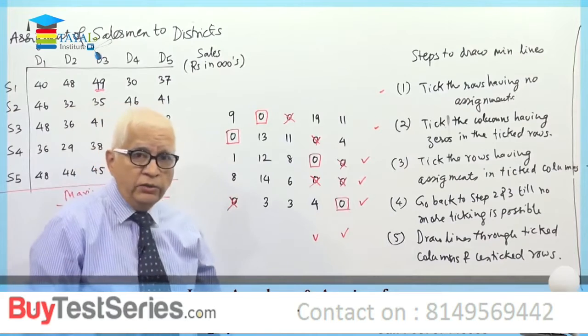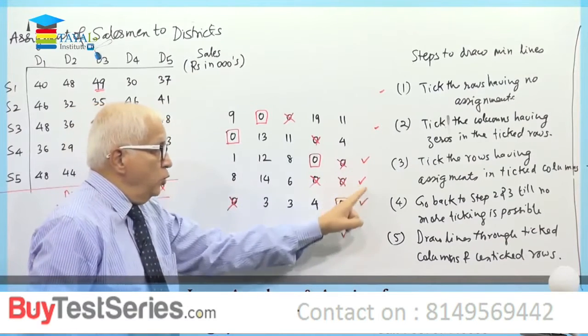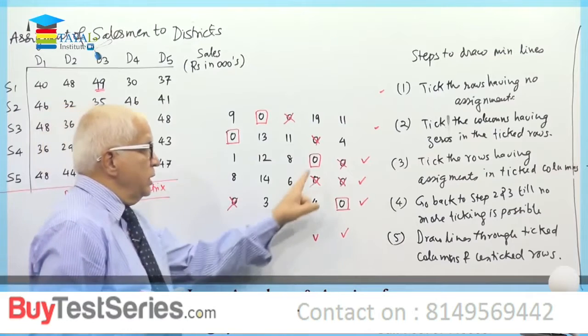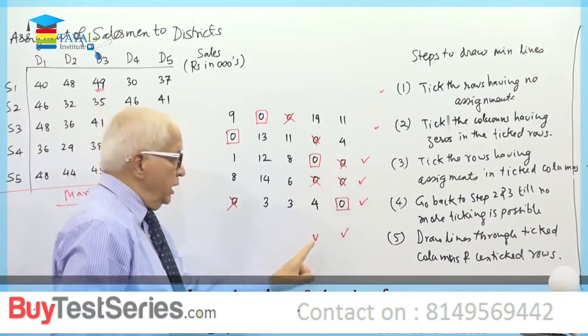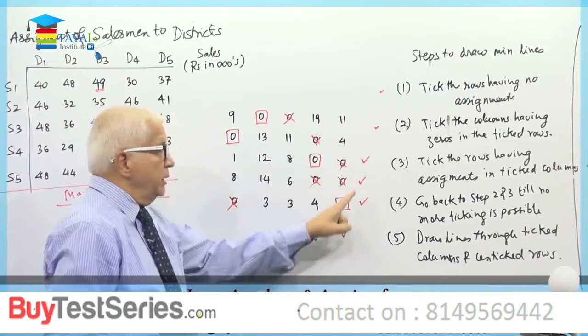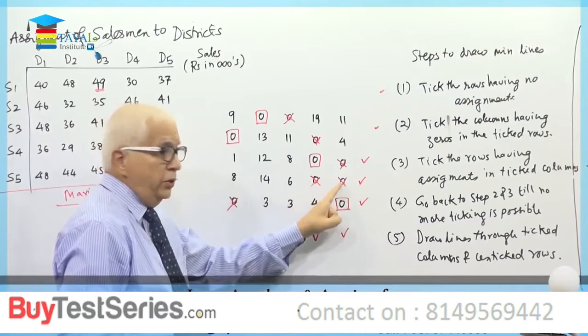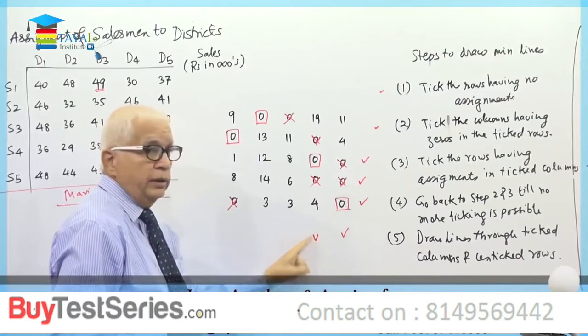How many ticked rows are there now? There are 3 ticked rows. 1, 2 and 3. What are the zeros in the ticked rows? Which zeros are present in the ticked rows? This is a 0, this is a 0. The columns are already ticked. This is a ticked row. What are the zeros in the ticked row? These 2 zeros are there in the ticked row. The columns are already ticked.